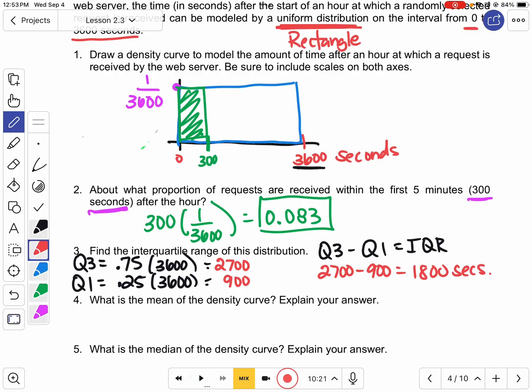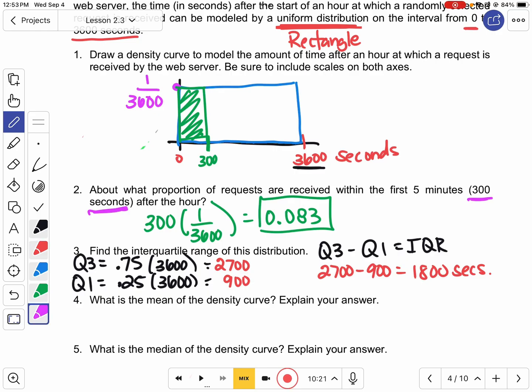Okay. Question about that. I think that's the toughest question they're going to ask me to do. All right, so we just have to remember that quartile 3 is at 75% of the bottom and quartile 1 is at 25%. Okay, now what's the mean of this density curve?